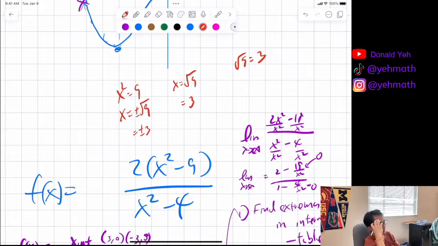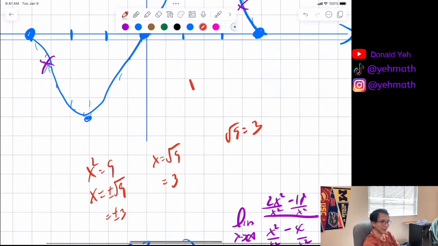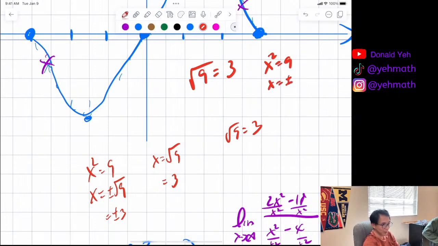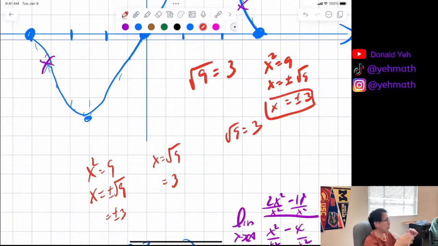The misunderstanding is that people think the square root of 9 is plus or minus. No, the square root of 9 is only positive 3. The square root of 4 is only 2. But if x squared equals 9, then x equals plus or minus the square root of 9. That's why you get plus or minus 3. Because you square root both sides, that's where you get plus or minus.